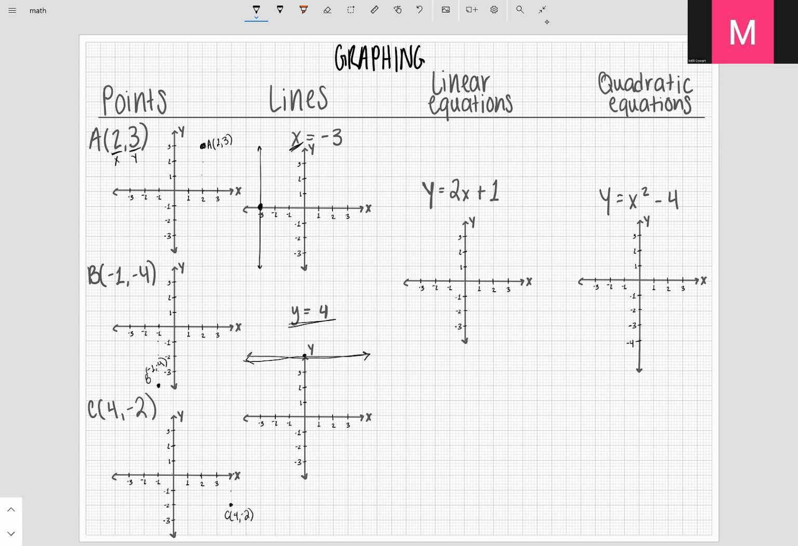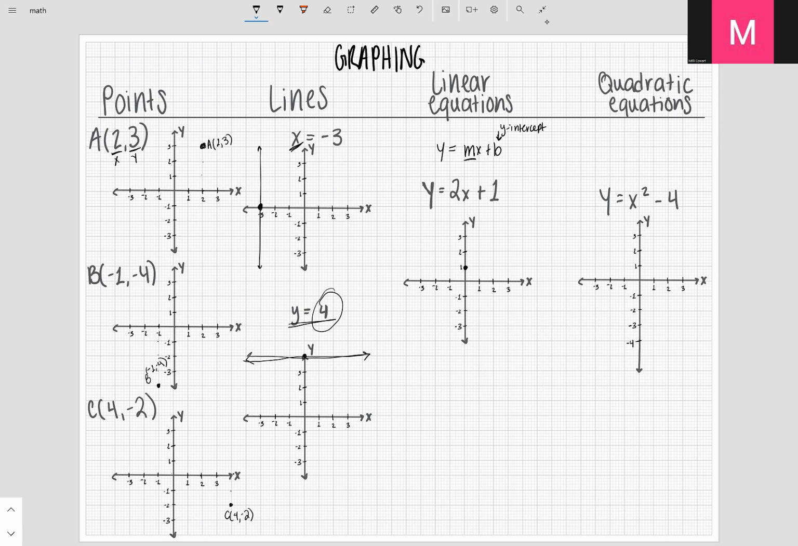Now, when we're plotting linear equations, we have the form y equals mx plus b. This is going to be our y-intercept, which means we'll plot this point basically like we did here. So for this one, we have a 1. So our y-intercept is going to be a 1. So we can go ahead and plot a point there.